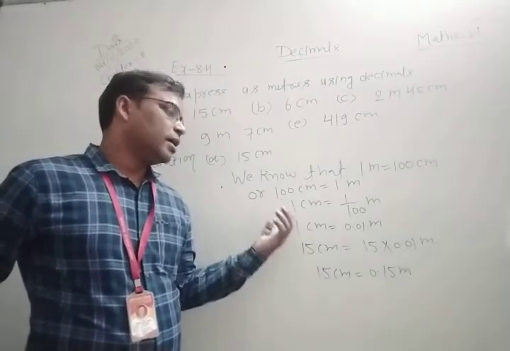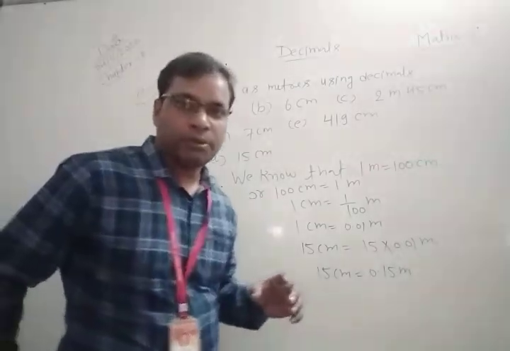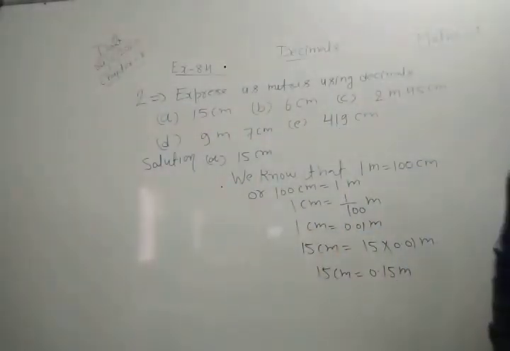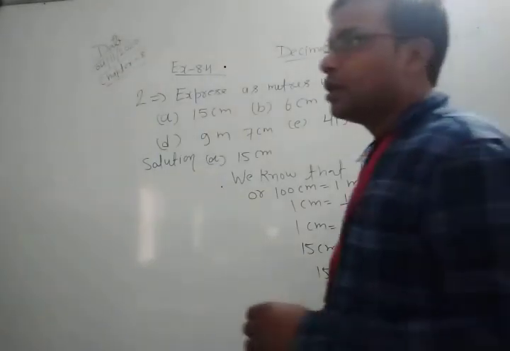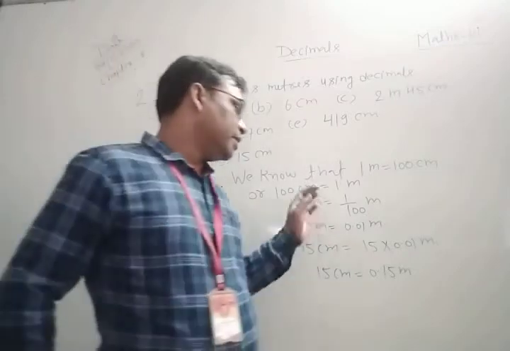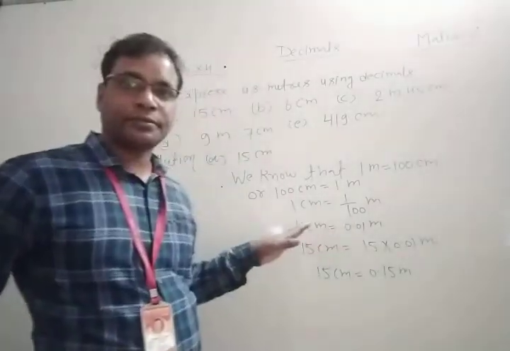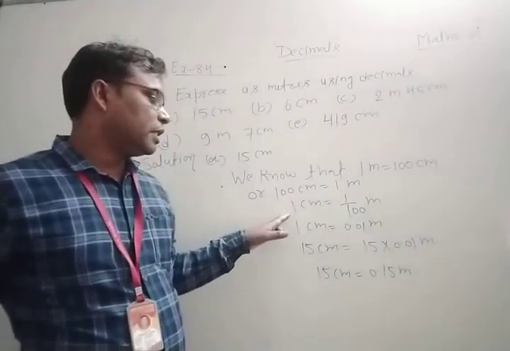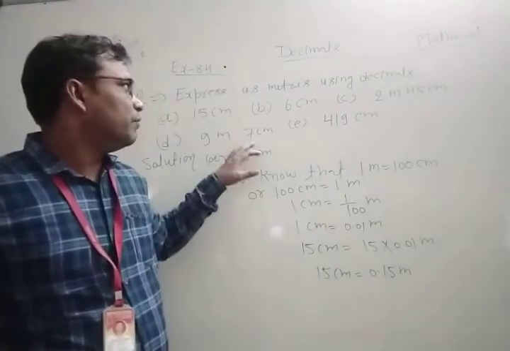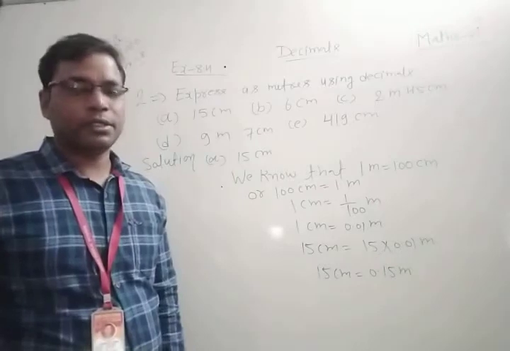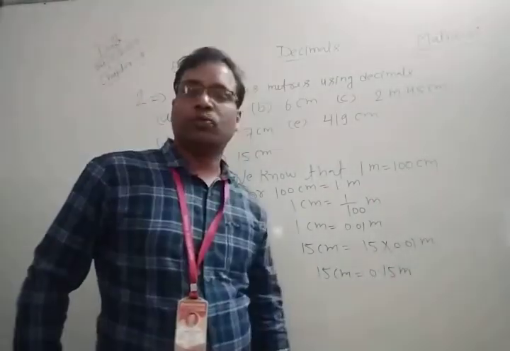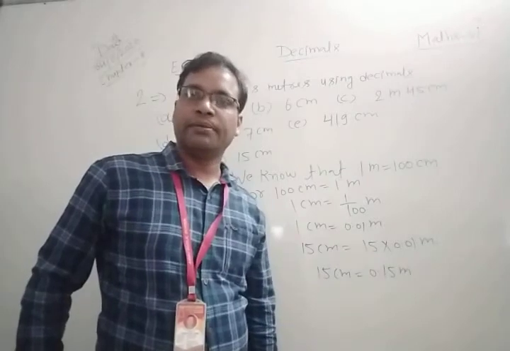So here you can see that we converted 15 centimeter into meter. First you need to know the relation between meter and centimeter, which is 1 meter is equal to 100 centimeter. In this way you find 1 centimeter is equal to 0.01 meter, but we have 15 centimeters, so we can write 15 centimeter is equal to 0.15 meters.